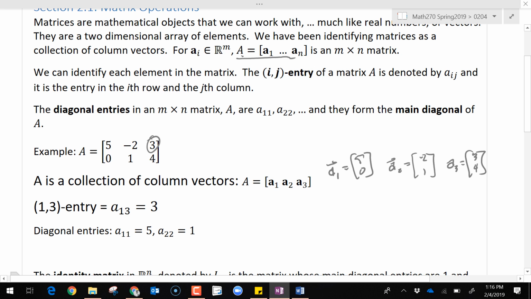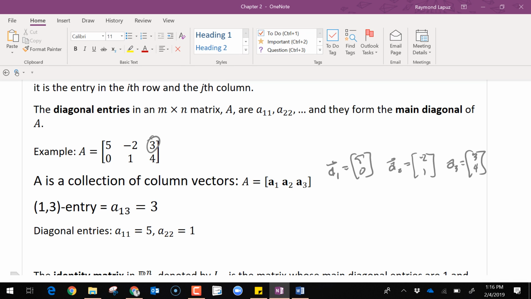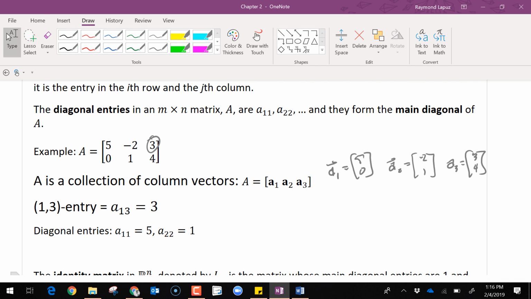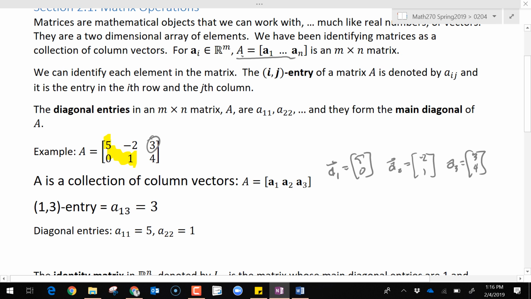We have more columns than we have rows. And so when we're looking at the diagonal entries, we're just looking at the main diagonal. So the main diagonal runs down here in the main diagonal. Visually, you can just see it's the diagonal of a matrix starting from the upper left-hand corner and going downwards in the diagonal.